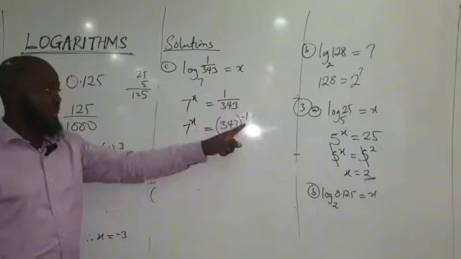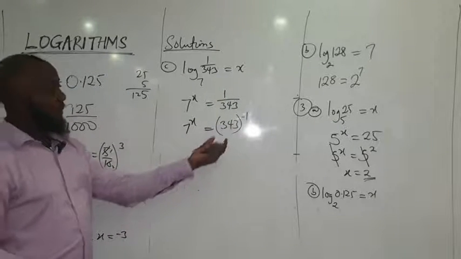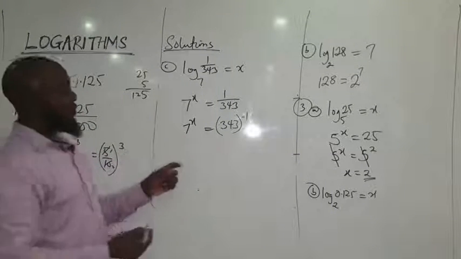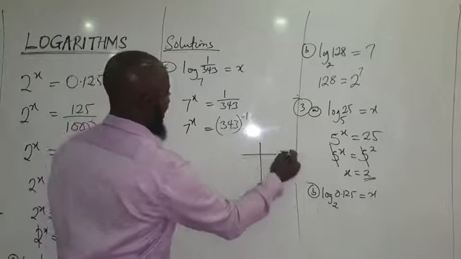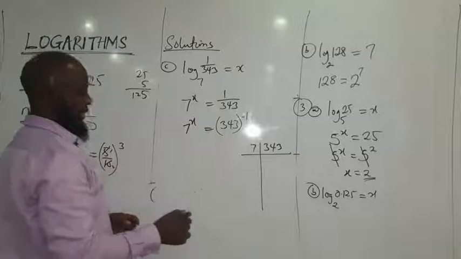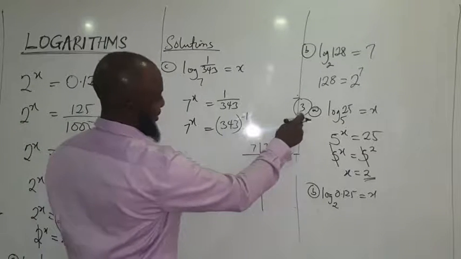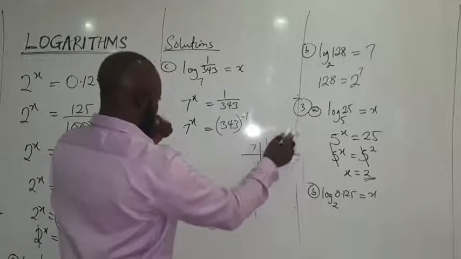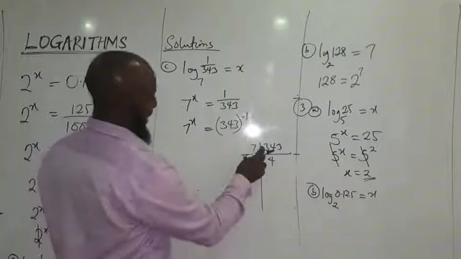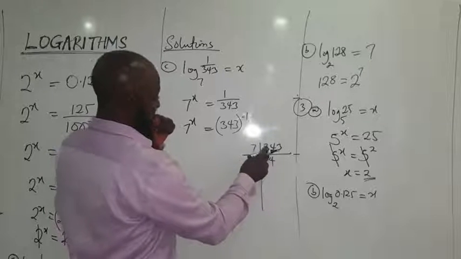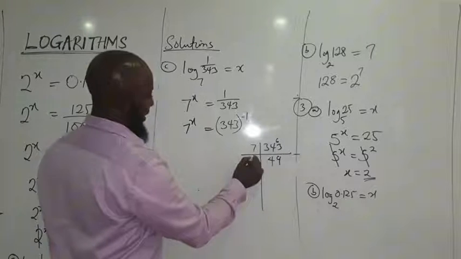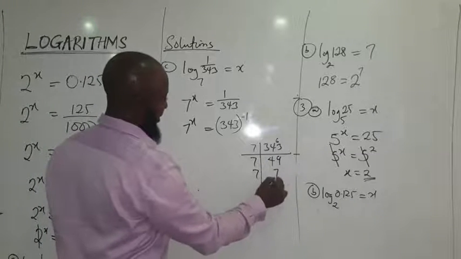We have changed this one to what? Negative index. So we now need to reduce this one to the base of what? 7. So we can have the same thing. How are we going to do that? Just take this 3, 4, 3. 7 in 34, 7 times 4 is 28. 34 minus 28 is 6. 7 in 63, that is 9. Then 7 here, 7, and 7 here, 7.